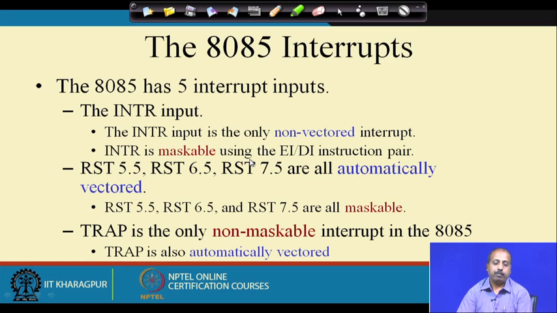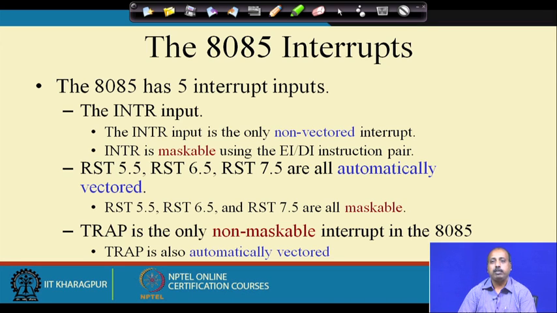There are 5 interrupt pins. If you remember the pin diagram that we showed for the 8085 processor, there were 5 special pins. The first one is INTR. There is a pin marked as INTR, and this is the only non-vectored interrupt. Non-vectored interrupt means the interrupt service routine address is not known when this interrupt occurs.